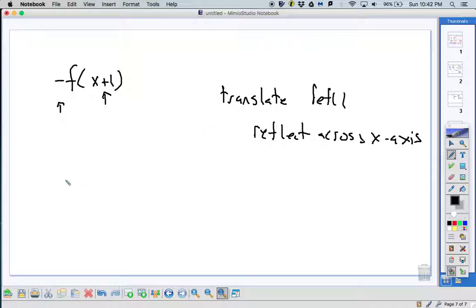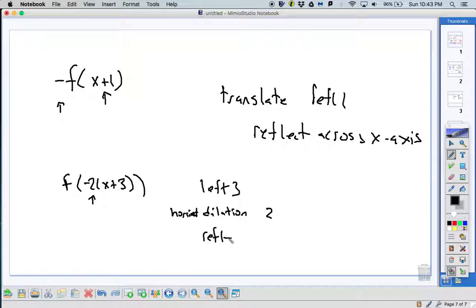So no matter how many of these I give you, you should be able to tell me what's going on here. So here I'm taking something and I'm moving it to the left 3. Then I'm multiplying it, so this is a dilation. And since it's inside, this is going to be a horizontal dilation of 2, and it's going to be a reflection across the y-axis, because we're reflecting left and right because it's inside the parentheses. So all of this is going on all at once.